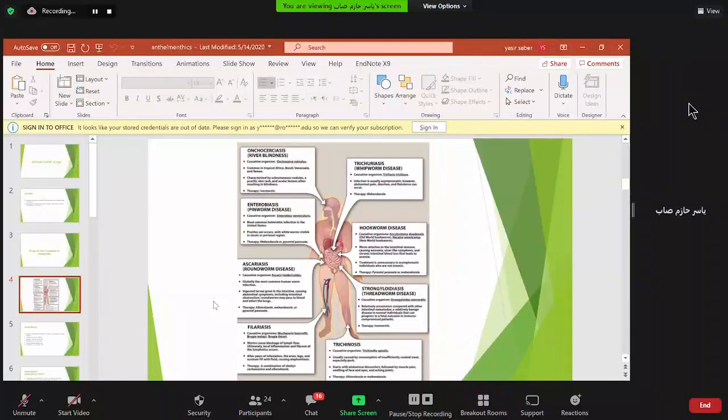Strongyloidiasis, or threadworm disease, the causative organism Strongyloides stercoralis, is relatively uncommon compared with intestinal nematodes and relatively benign in normal individuals, but it can progress to a fatal outcome in immunocompromised patients. If the patient is not immunocompromised, there is no need for intervention. The drug of choice for treatment of this situation is ivermectin.